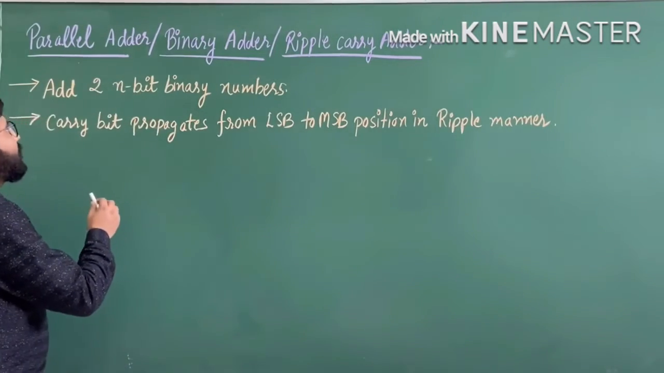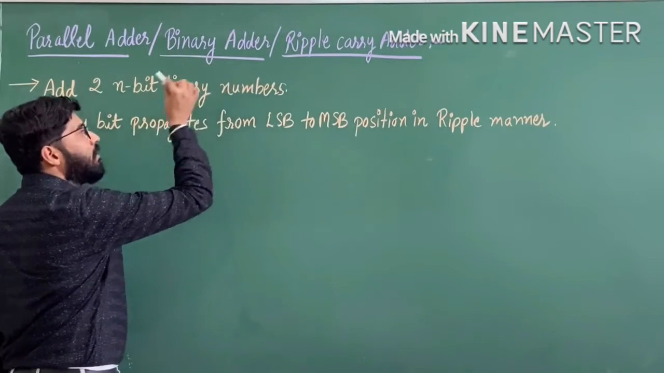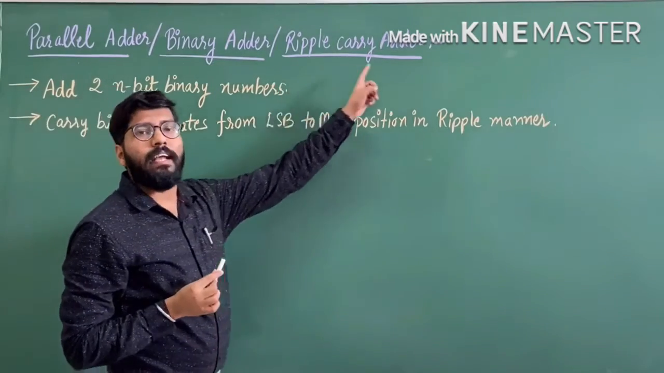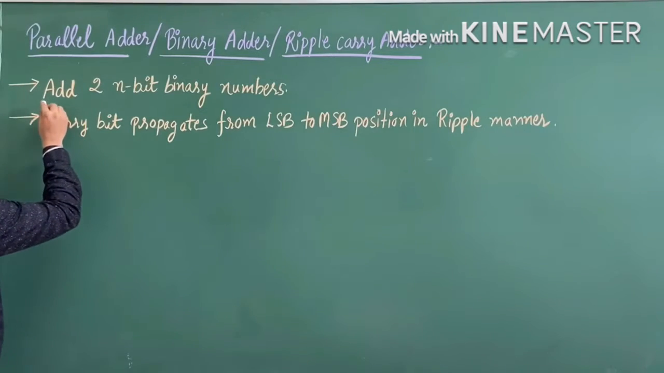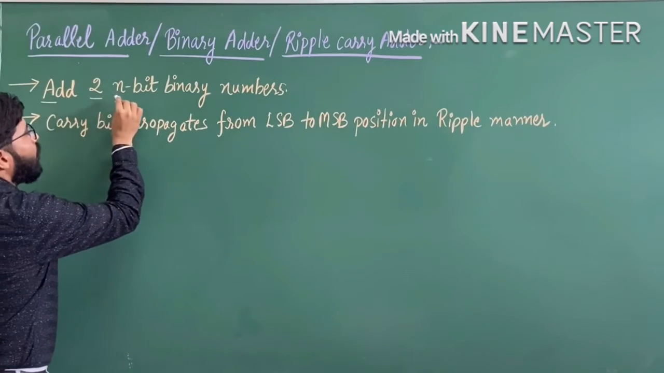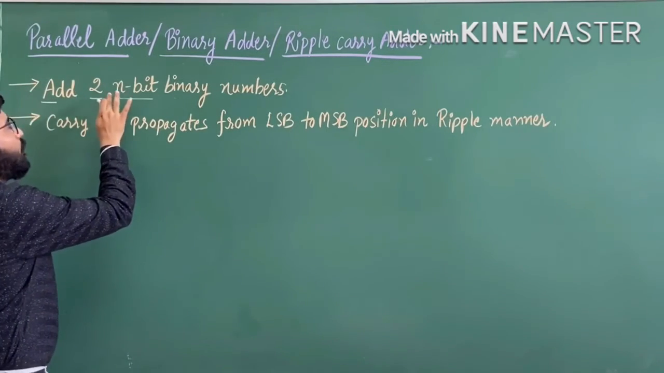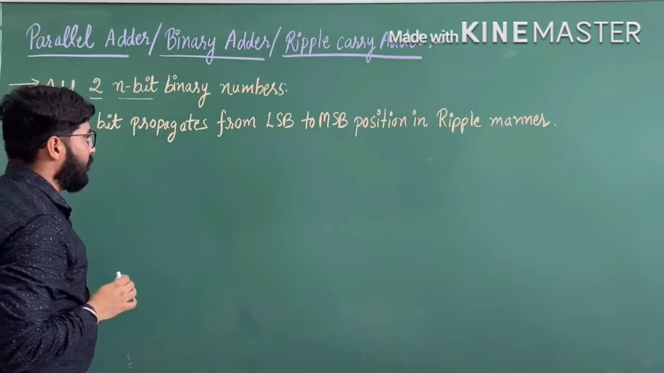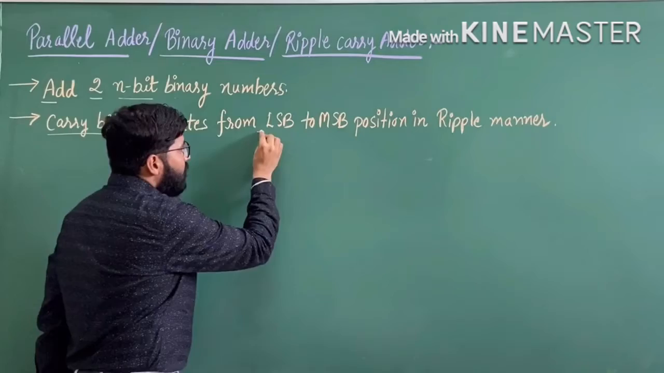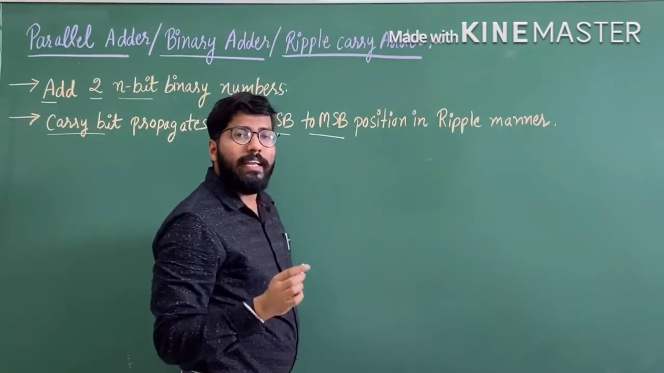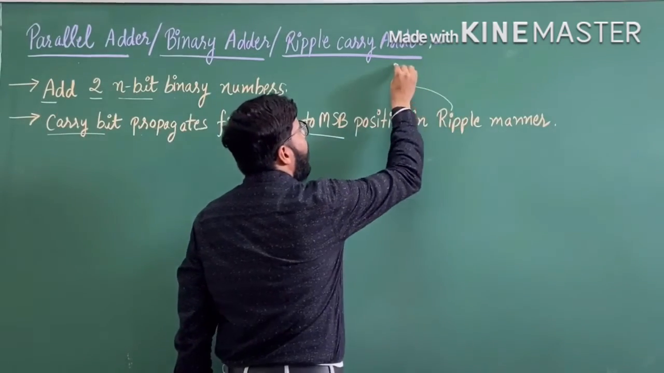Today I am going to discuss the parallel adder. A parallel adder is also called a binary adder. It is also known as a ripple carry adder. Now, the definition of a parallel adder: it adds two n-bit binary numbers. In this, the carry bit propagates from the LSB to the MSB position in a ripple manner. Therefore, it is also known as a ripple carry adder.